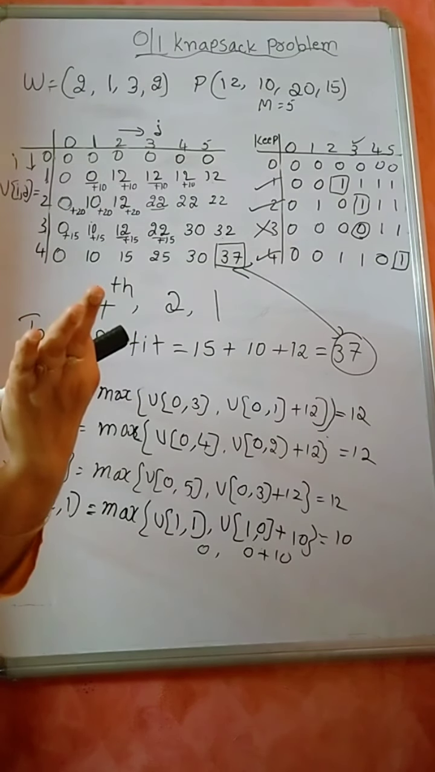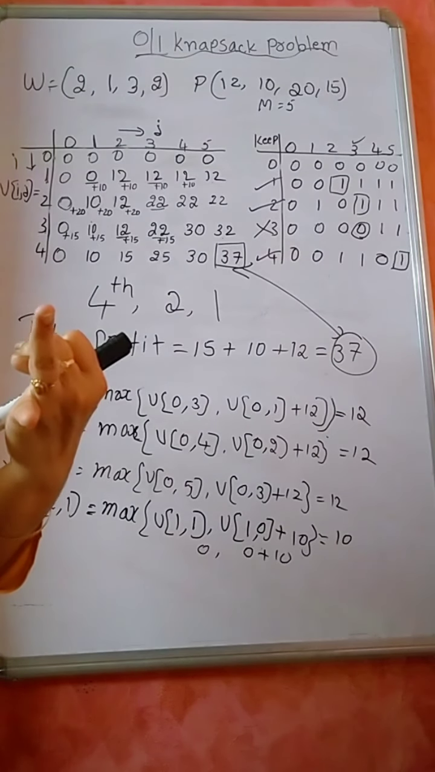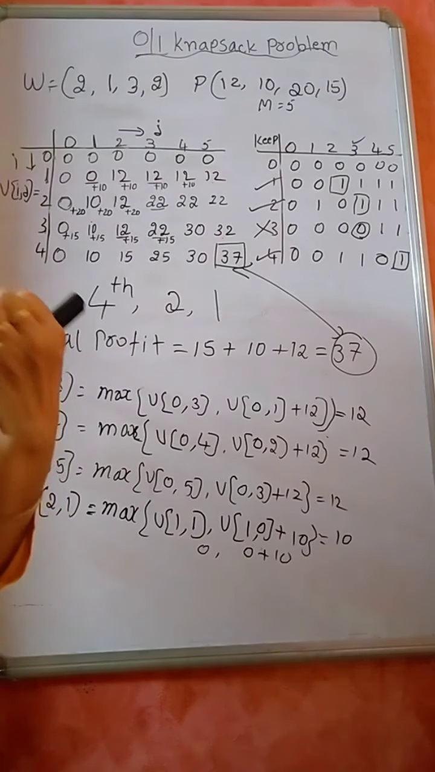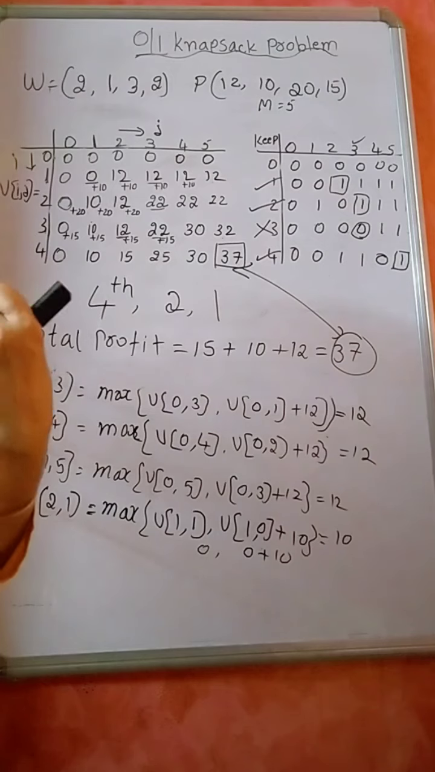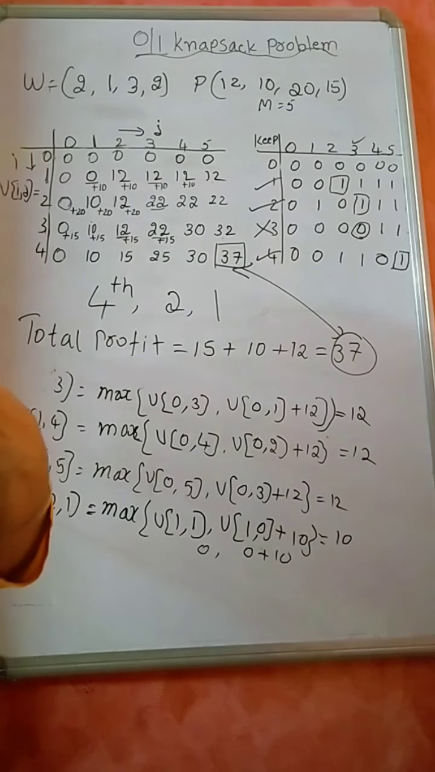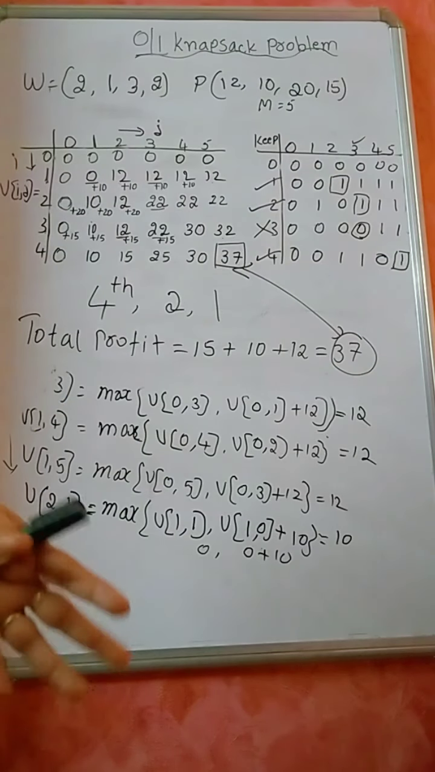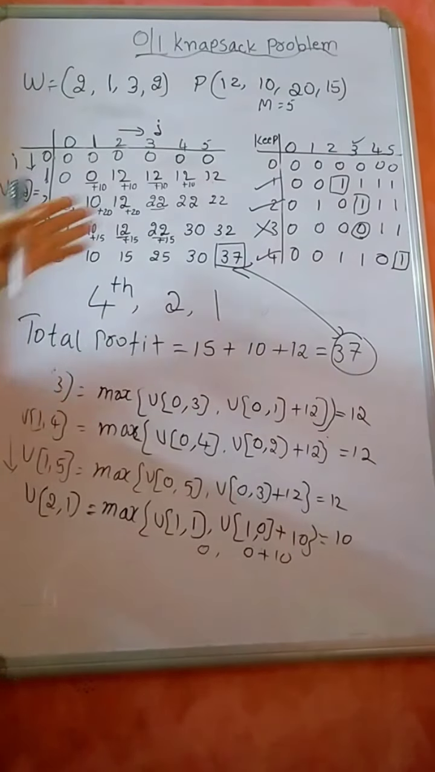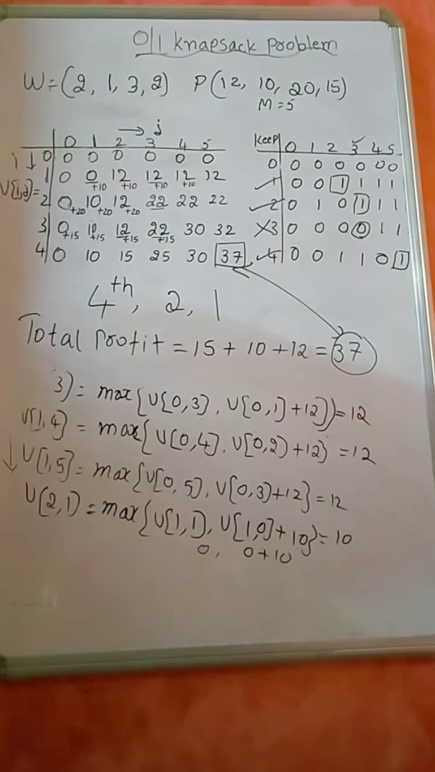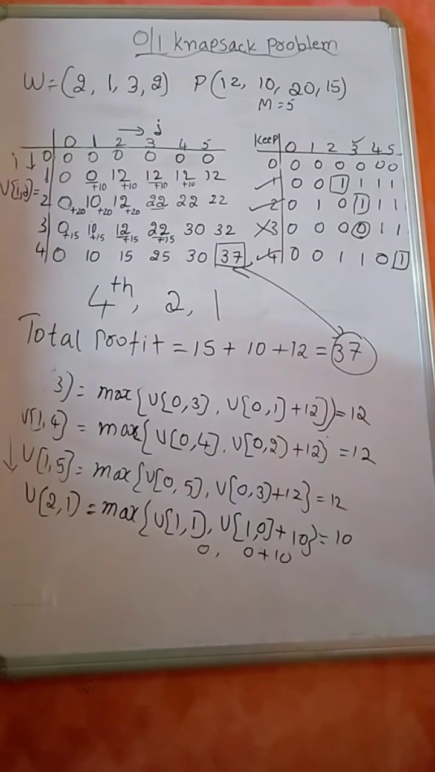Only these 3 concepts: whether i is 0 or j is 0; whether the object is rejected, that is, the object weight is greater than the capacity of the knapsack; and third, the capacity is sufficient, but which gives the maximum profit, whether selecting the object or rejecting the object, that we need to check. So that is the third case. Along with that, in order to know which object has to be selected and which has to be rejected, you also need to maintain the keep matrix entry.